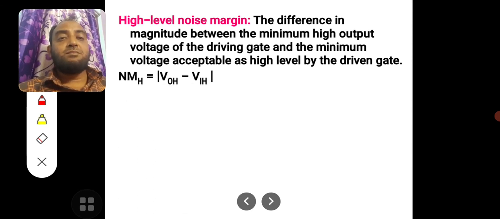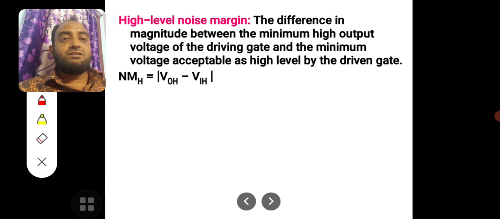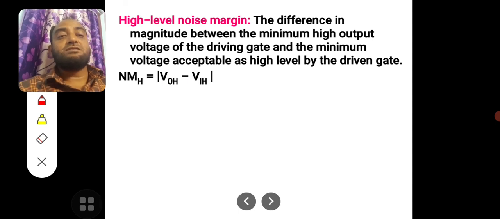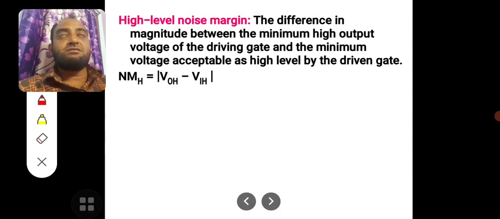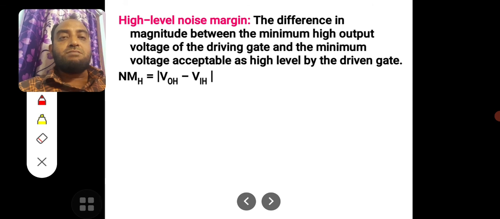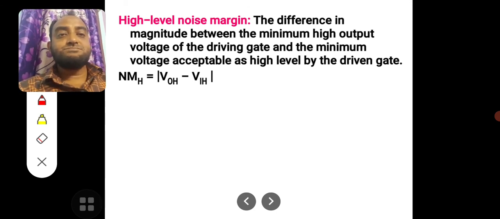Similarly, coming to the high level noise margin, it is the difference in magnitude between the minimum high output voltage of a driving gate, that is the output of a gate, minus the minimum voltage acceptable for the high level by the driven gate, that is VIH.